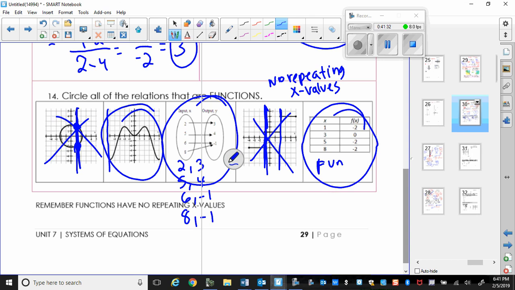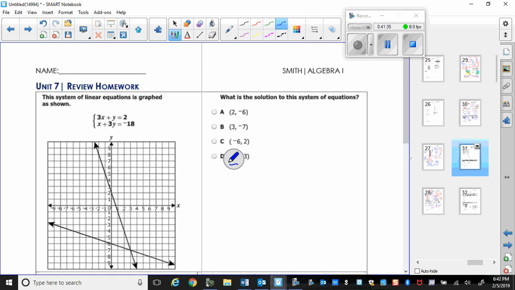Okay? And that's essentially everything. Do the review homework. Good luck with that. And make sure you realize that solutions are also intersections.